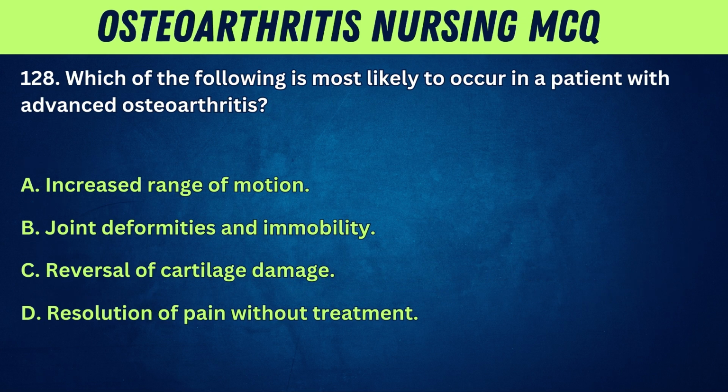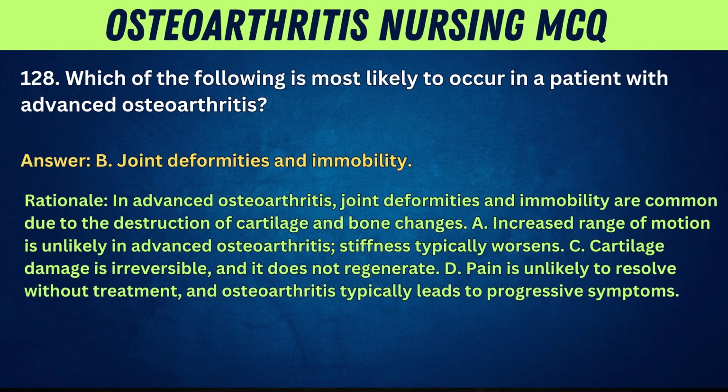Which of the following is most likely to occur in a patient with advanced osteoarthritis? A. Increased range of motion. B. Joint deformities and immobility. C. Reversal of cartilage damage. D. Resolution of pain without treatment. Answer: B. Joint deformities and immobility.